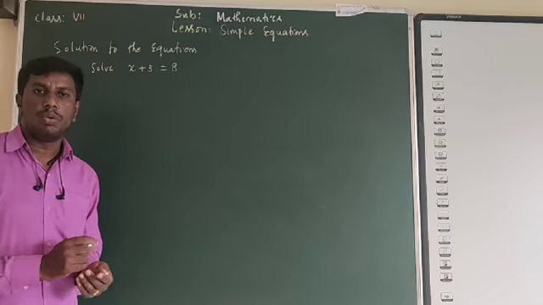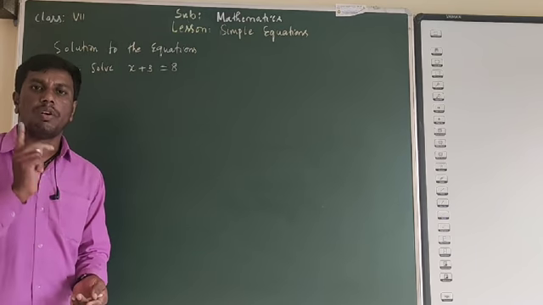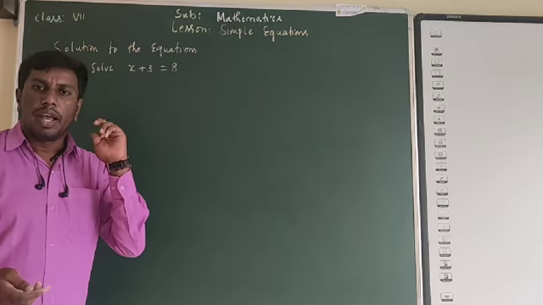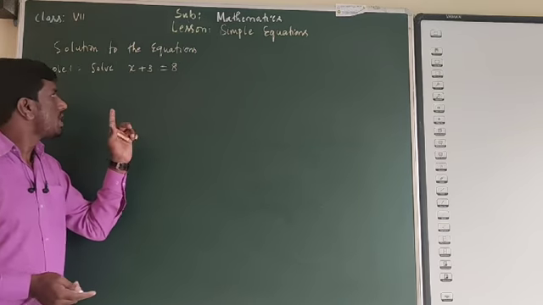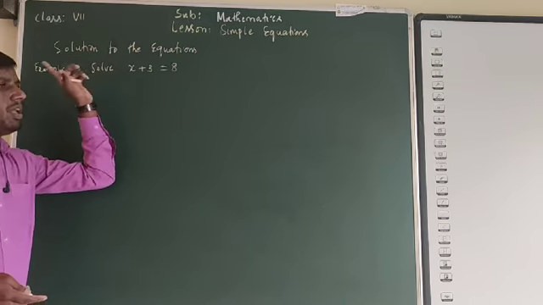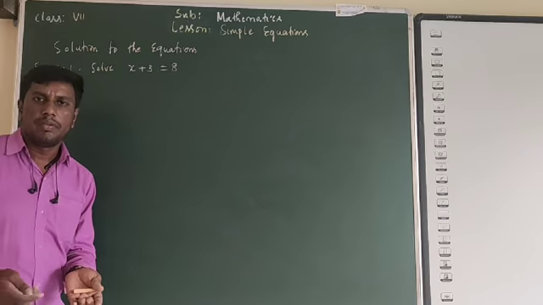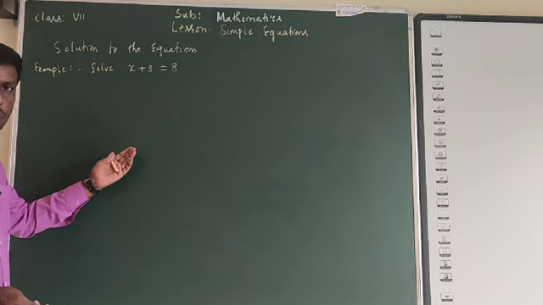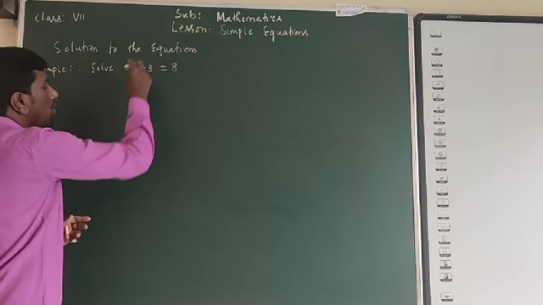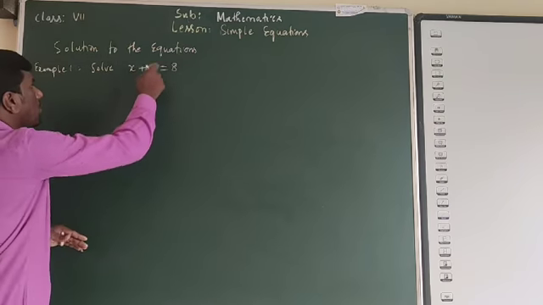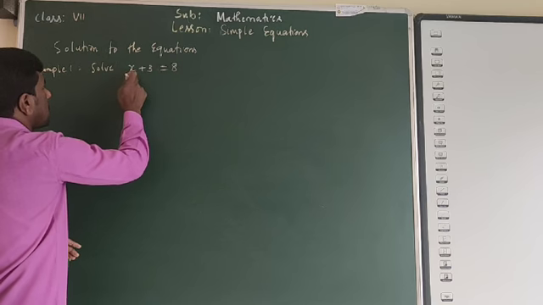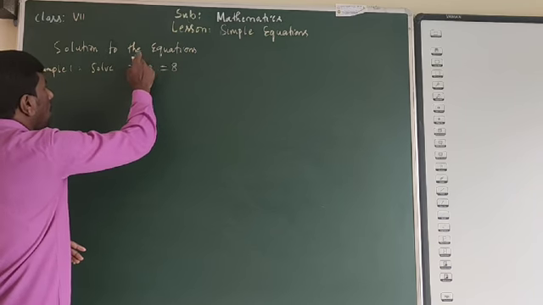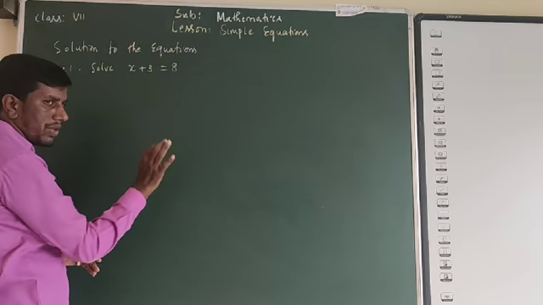Finding the x value, finding the variable value, finding the unknown value. Both are the same because this unknown variable is x, right? That means if I want to find out x, I need to remove 3. x is added with 3, x plus 3. So I want to remove this 3 if I want to find the x value, right?